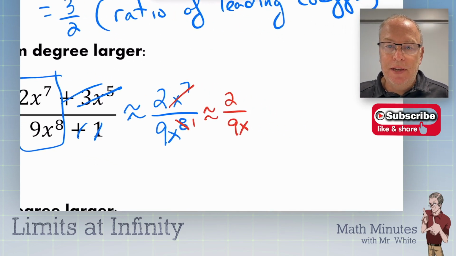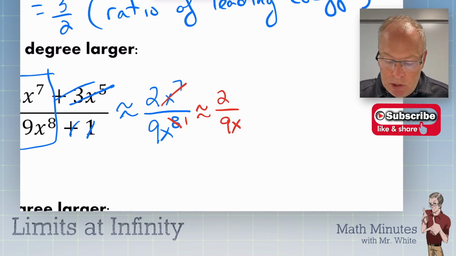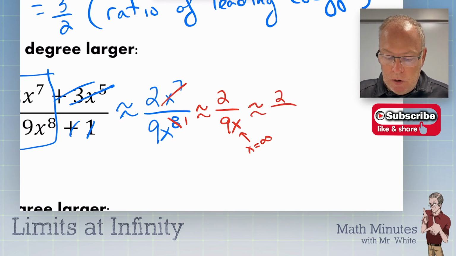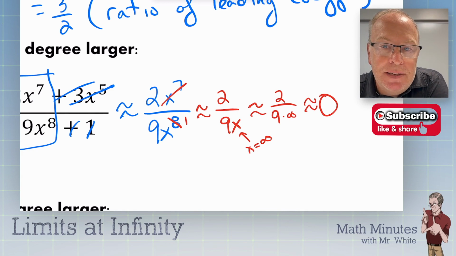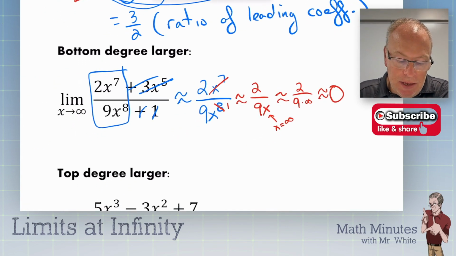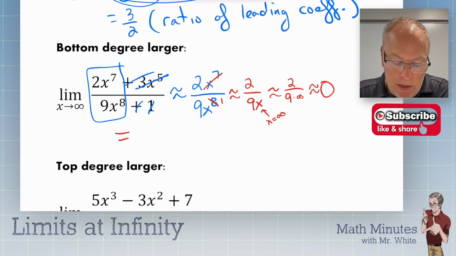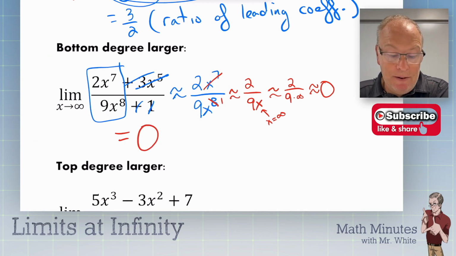Uh-oh, we've kind of seen this already. What happens when you plug x equals infinity in there? You get 2 over 9 times infinity, which is basically 0. Anything divided by infinity is 0.